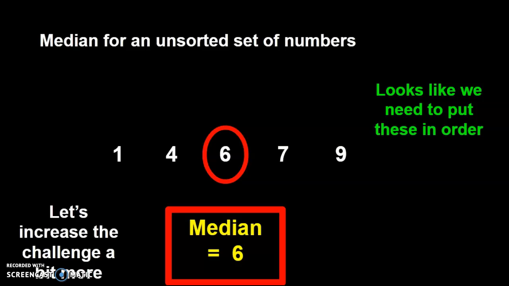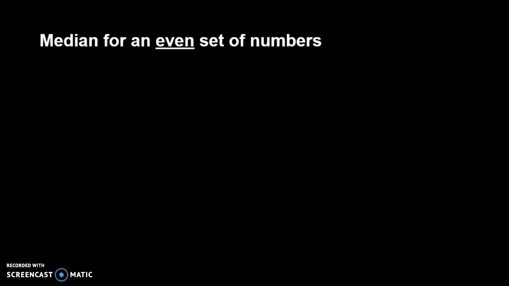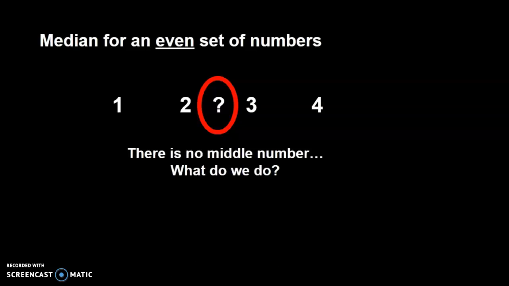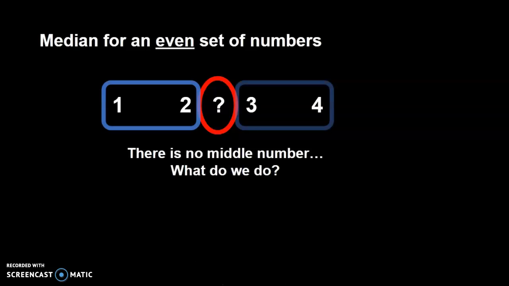Let's increase the challenge a little bit more. This next one could be a little bit confusing. We may have to practice it extra. The median for an even set of numbers. 1, 2, 3, 4. Very basic set. But there's no middle number. So with no middle number, what are we supposed to do? We have 2 below what should be the midpoint and 2 above.